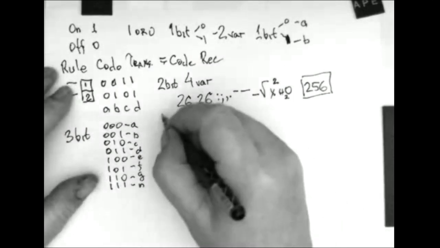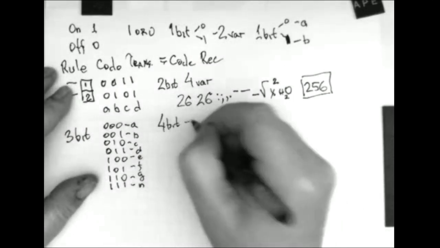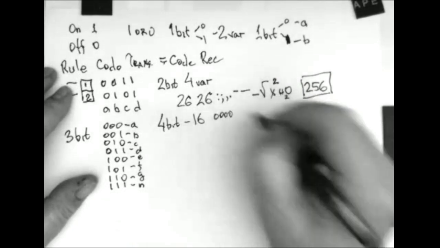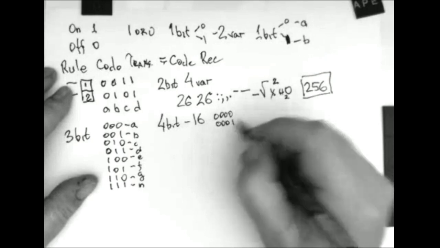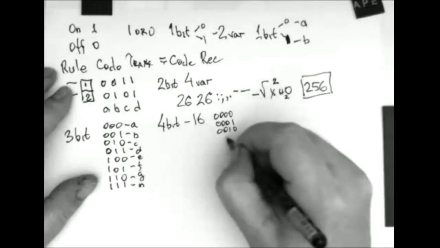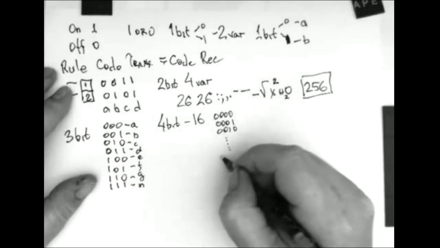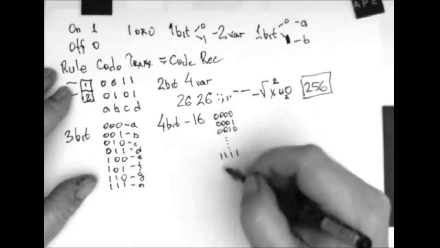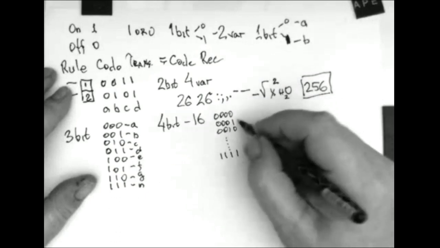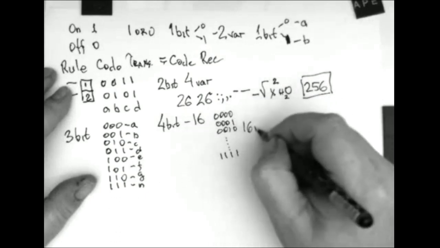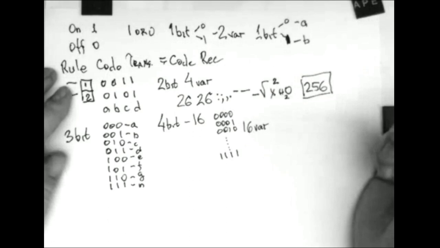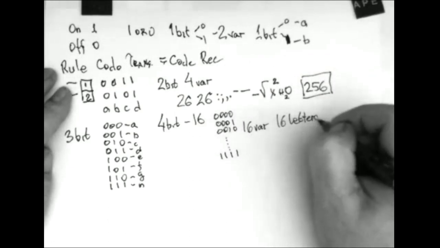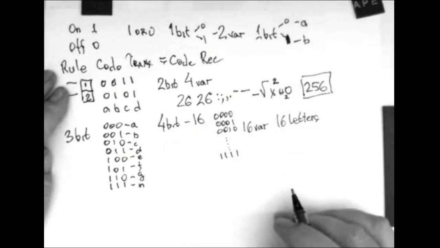That will be A, B, C, D, E, F, G, H. What about 4-bit? 4-bit, 16. It starts with 0, 0, 0, 0, 0, 0, 0, 1, 0, 0, 1, 0, and so on, and finishes with 1, 1, 1, 1. The same as here. 16 positions in this code, 16 variations will give me the opportunity to encode 16 letters. I will not list them here, you understood.